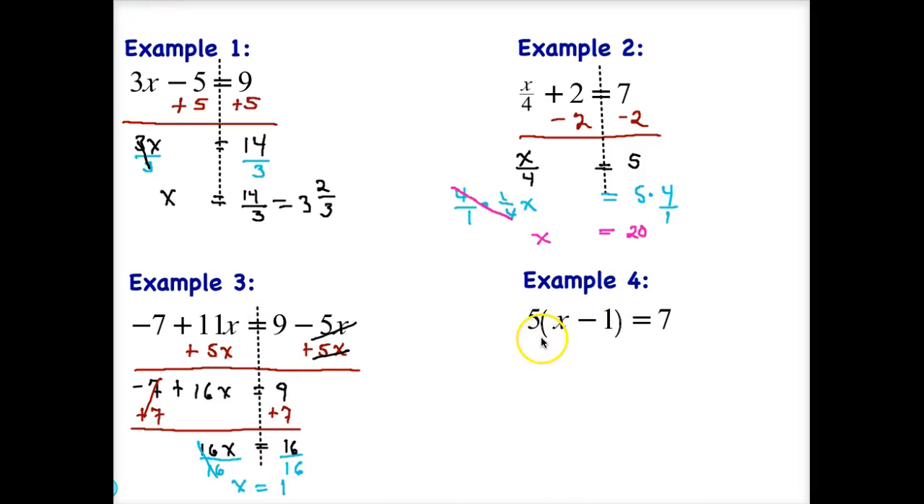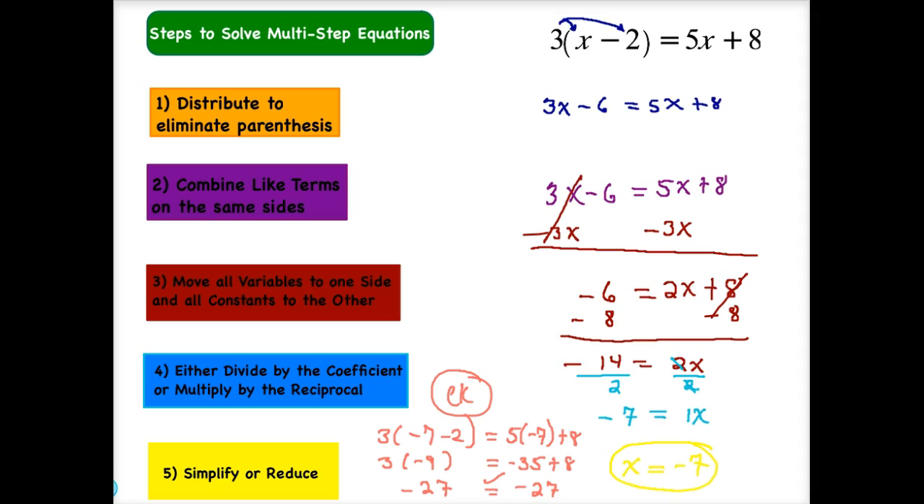For the final example here, I will actually need to do step 1. I have parentheses, so I will need to distribute. 5 times x is 5x, and 5 times a negative 1 is negative 5. Now I can move on. Step 2, if you remember, says combine like terms on the same side.